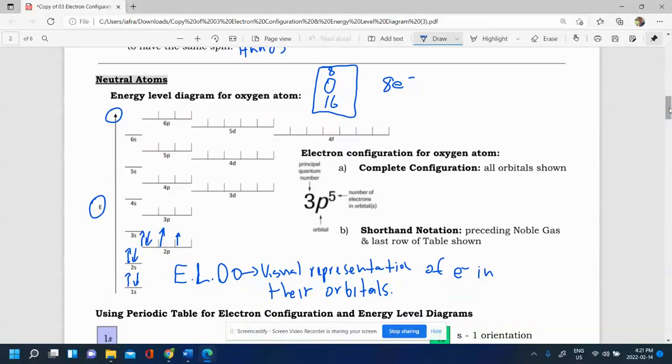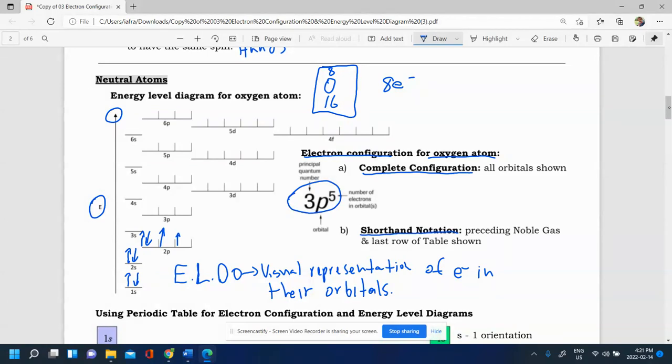I'll show you a couple different ways to make an electron configuration. So we're going to do an electron configuration for oxygen. We'll do what's called a complete configuration first, and then a shorthand. So the parts of the configuration will look like this. This is not related to oxygen. This is just an arbitrary example.